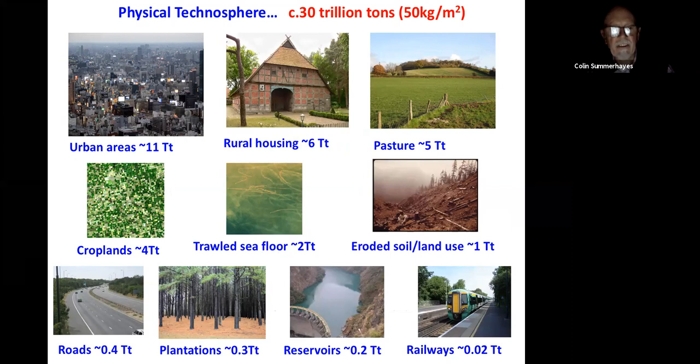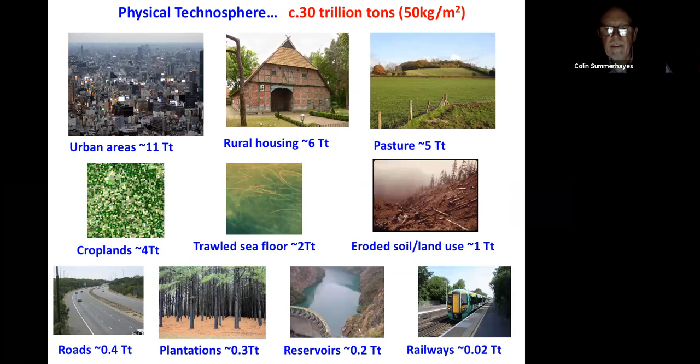So we've got urban areas. These are big areas. This is all together. You add all these together and it adds up to 30 trillion tons, which is equivalent to about 50 kilograms per square meter of the planet. Rural housing, pasture land, croplands, trawling on the seafloor has a massive effect. All those lines you see on that middle picture represent where the otter boards that hold the trawl mouth apart have dug into the seabed, really uprooting the seabed ecology and transforming it.